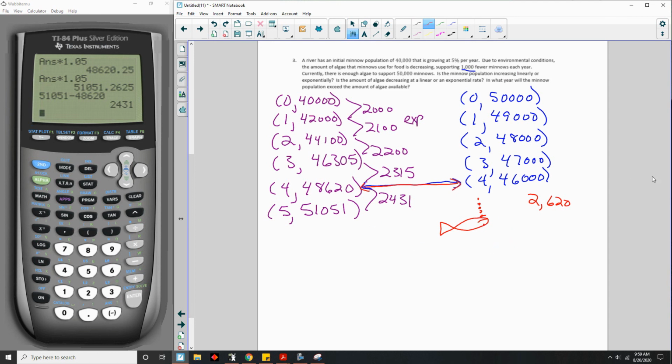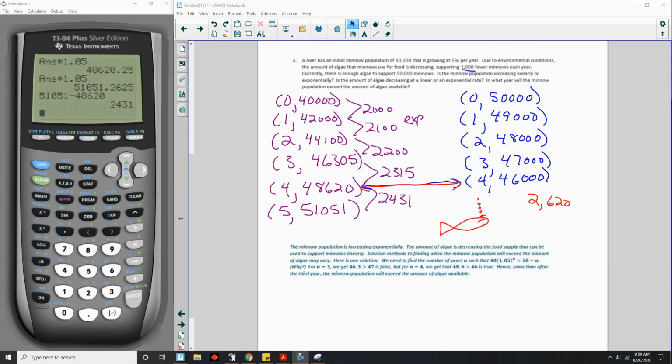So now let's bring in an explanation here. We would say the minnow population is increasing exponentially. The amount of algae is decreasing the food supply that can be used to support minnows linearly. Solution methods to find when the minnow population will exceed the amount of algae may vary. The way I did it was just plugging in values until I found it. We could have graphed it.